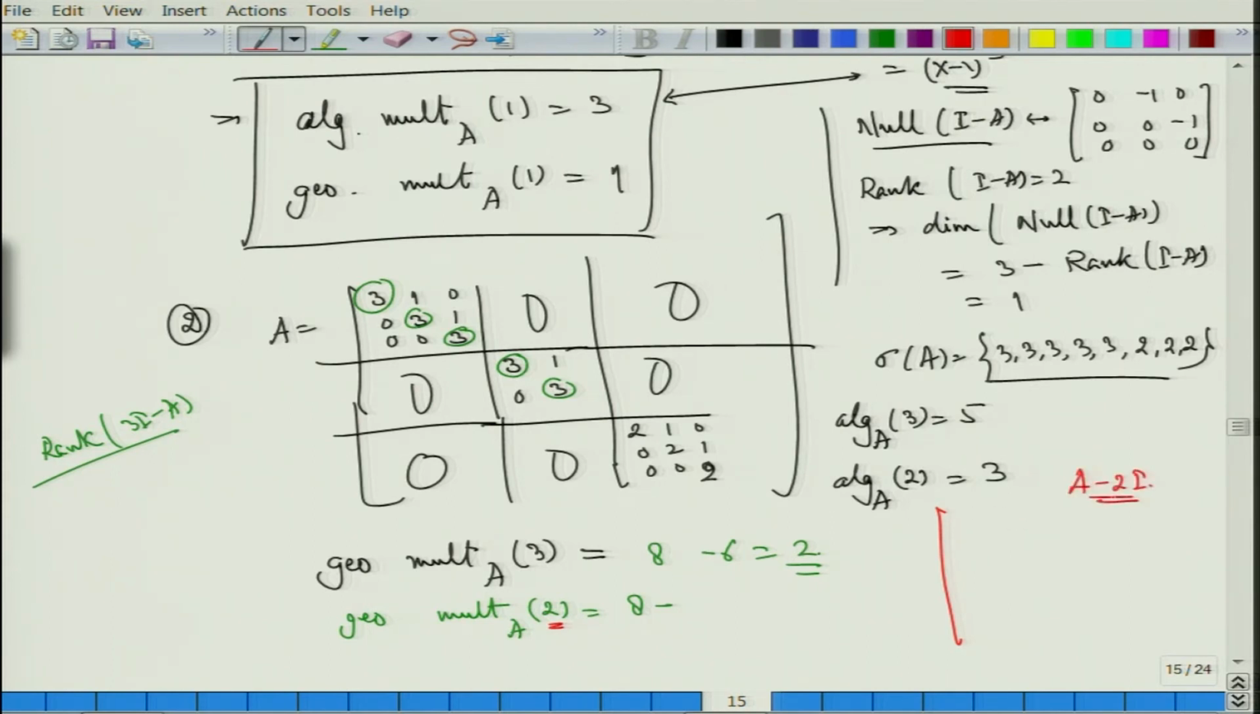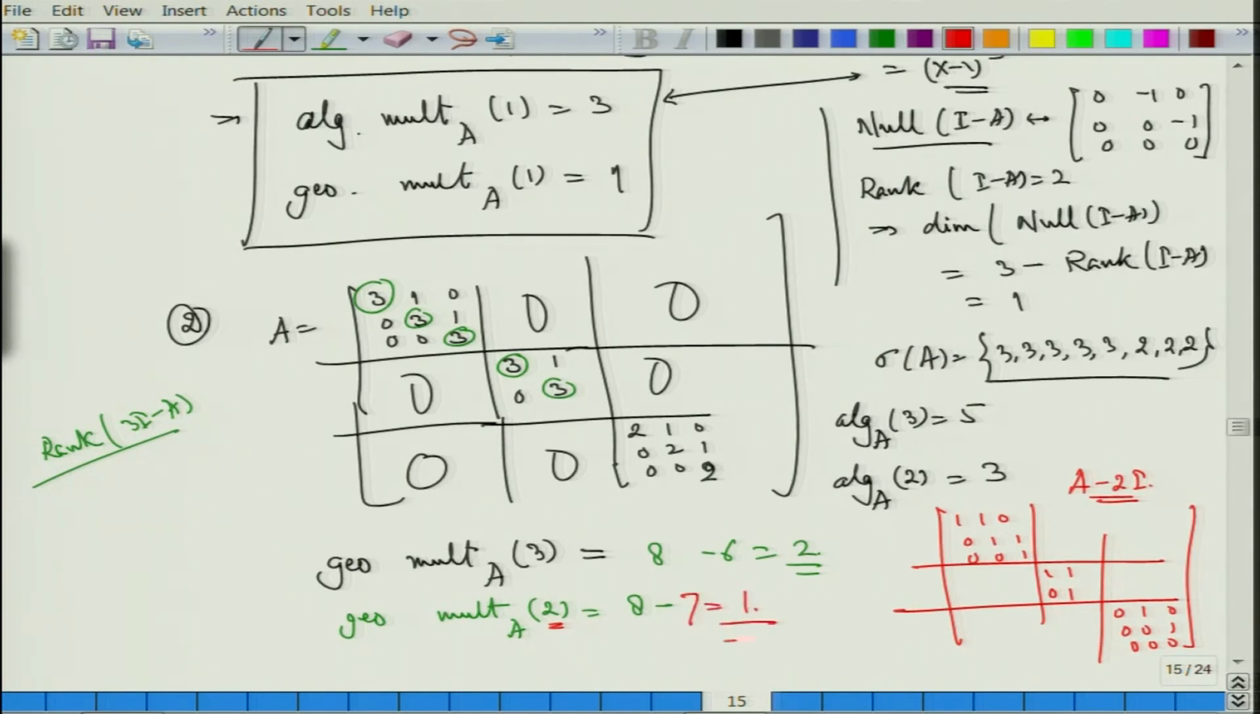If I look at A minus 2I, 3 minus 2 is 1, 1 here, then 0, 1, 1, 0, 0, 1. This is the first part. The second block will give me 1, 1, 0, 1, and the last part will give me 0, 1, 0, 0, 0, 1, 0, 0, 0, all right, fine. Therefore, the rank of this matrix is 3 plus 2, 5, plus 1, 6, plus 1, 7. So, 8 minus 7 is 1, fine.